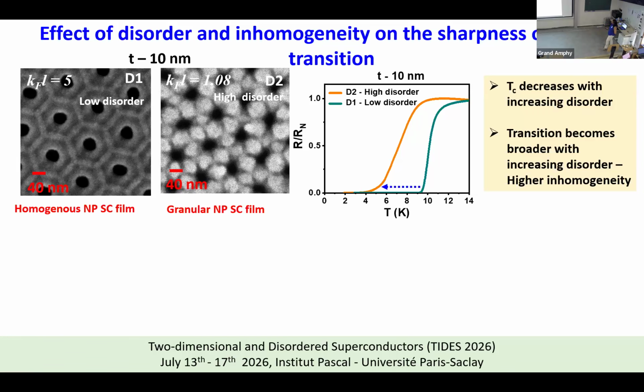And when we measure the resistance as a function of temperature, we see, of course, no surprises. Here, for the higher disorder film, you start seeing a broadening of the transition. So the Tc decreases with increasing disorder, and the transition becomes much broader, which means that it is more inhomogeneous.